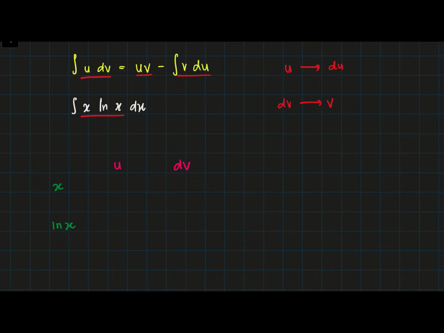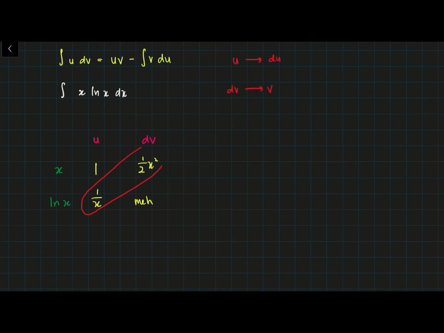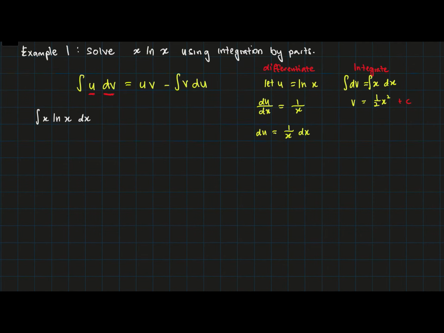Now let's investigate x ln x. If we let u equal x, the derivative of x is 1. And if we let u equal ln x, the derivative is 1 over x. If we let dv equal x, the integral of x dx is half x squared. And if we let dv equal ln x, well, we have to use integration by parts just to solve that, so that's quite troublesome. Therefore, we're going to choose x to be dv and ln x to be u.